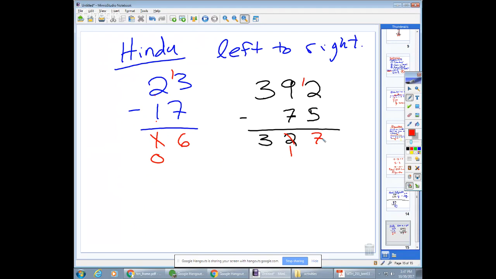So we went left to right instead. And there's a large part of the world that does it that way, instead of how we do it from right to left, where we carry and borrow from, we borrow from above. They have to borrow from below because of the direction we're moving there.